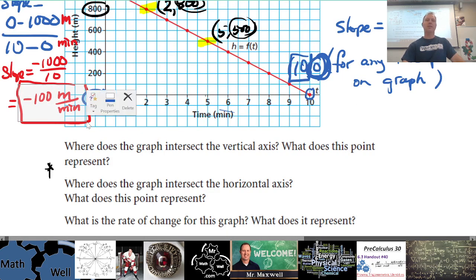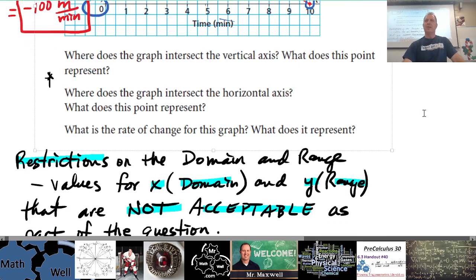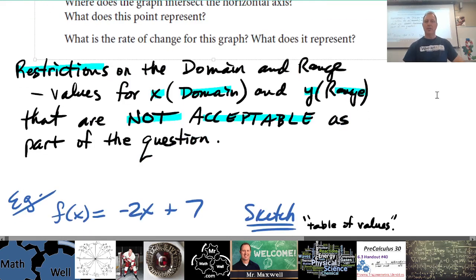Yes. The plane descends, goes down 100 meters every minute. Perfect. That's what it means, yeah. Or the plane drops in altitude 100 meters for every minute that it's on its descent. Awesome. Okay, I want to talk to you a little bit about restrictions here.